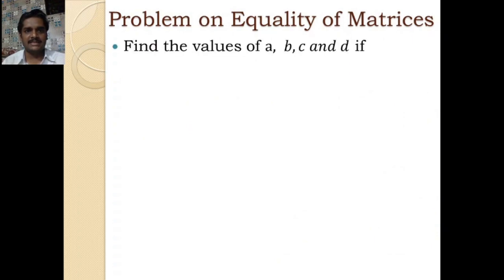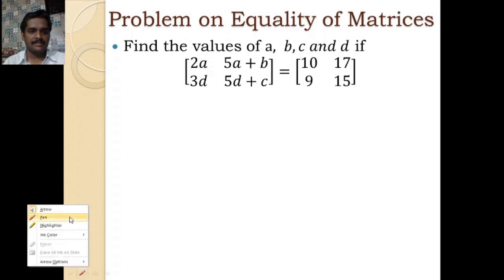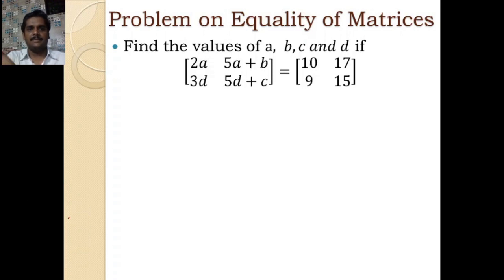So here is a second example. We have two equal matrices, and we have to get the values of A, B, C and D. Again we have to apply the same concept. Both matrices will have corresponding elements equal. So in this, what will happen?